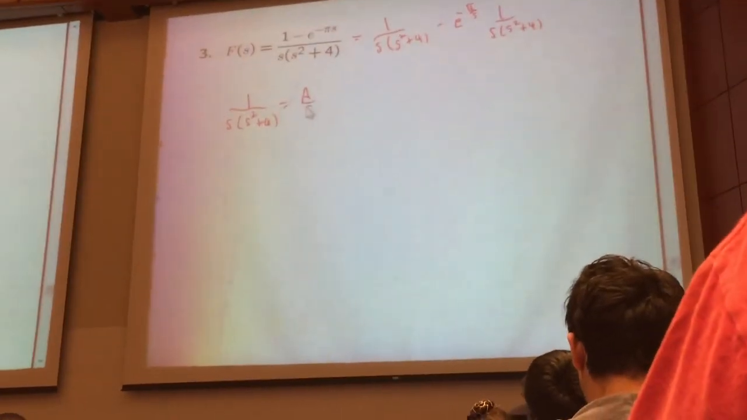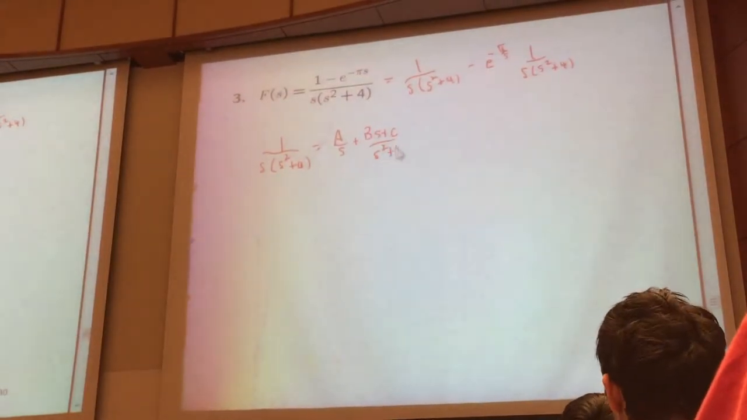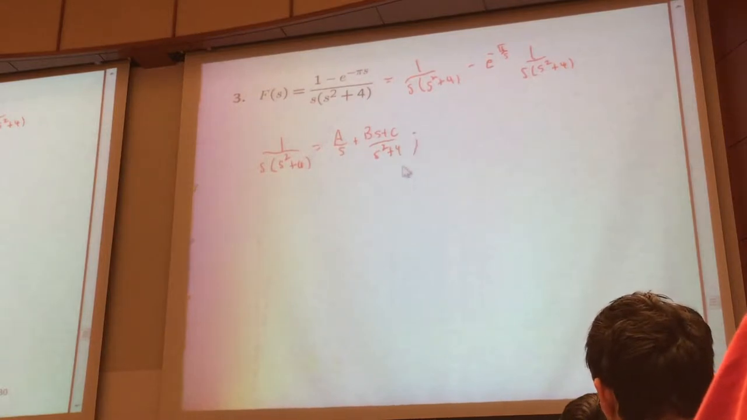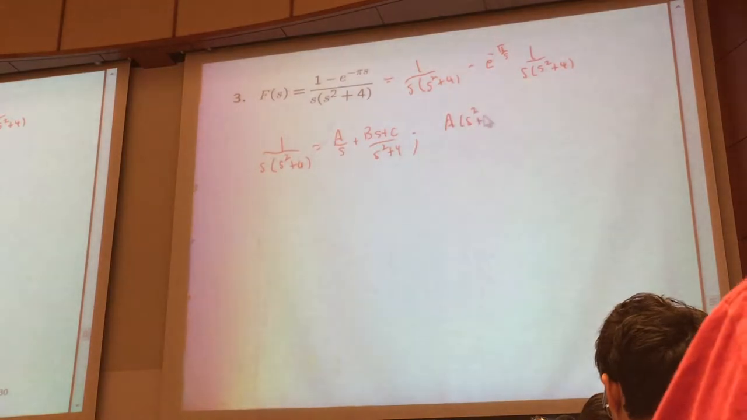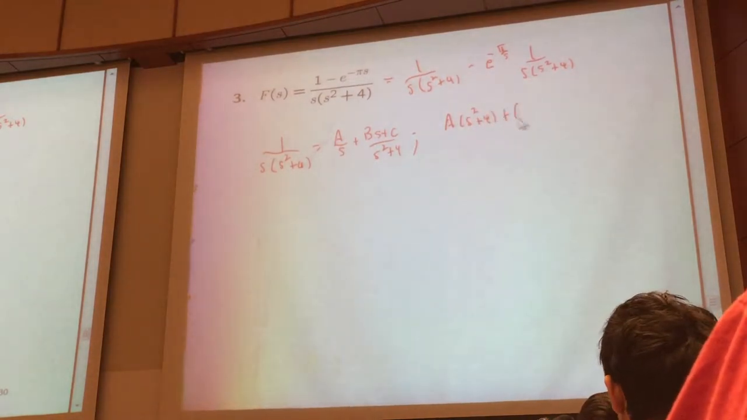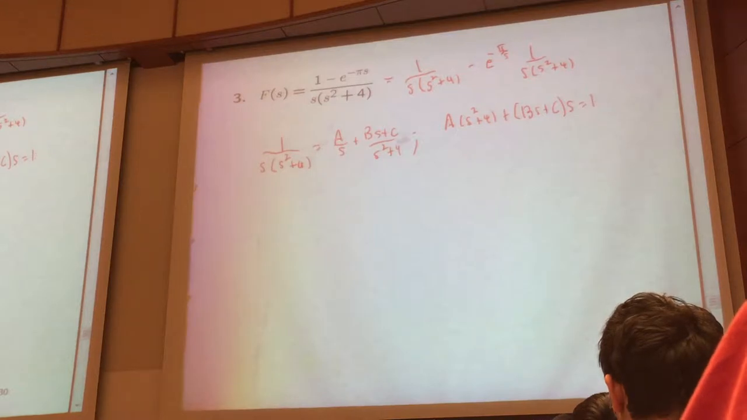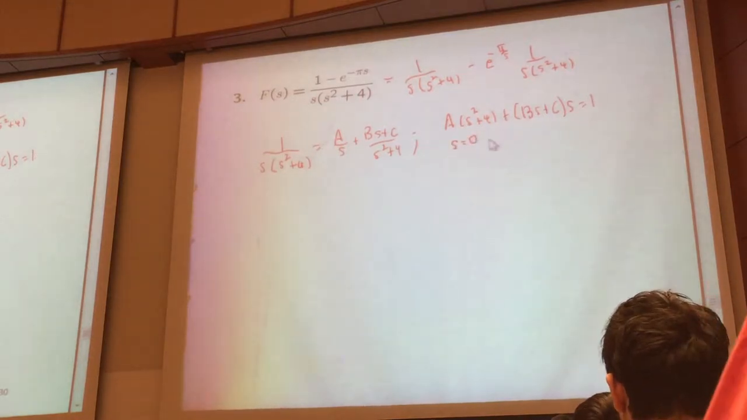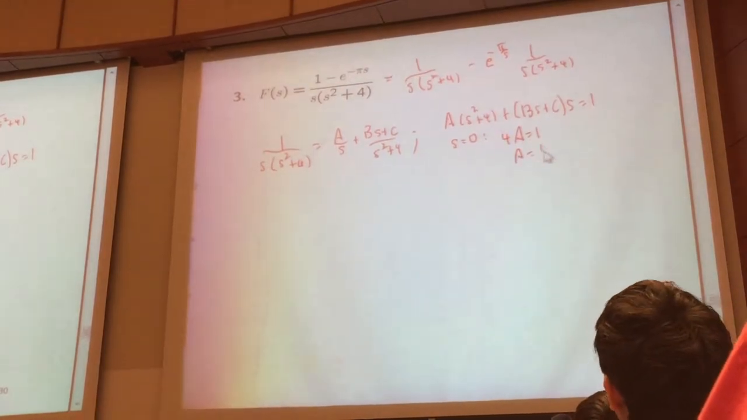So this is A over s plus (Bs plus C) over s squared plus 4. If I add the fractions on the right, you'll have the same denominator as on the left, so the numerators must be the same. So that says A times (s squared plus 4) plus (Bs plus C) times s has to be 1. If I put s equal to 0, we get 4A is 1, so A is 1/4.